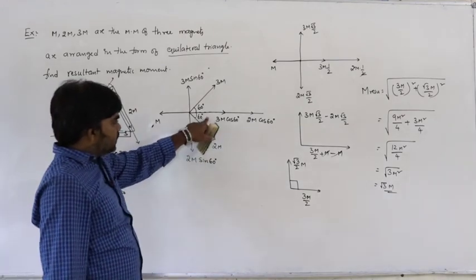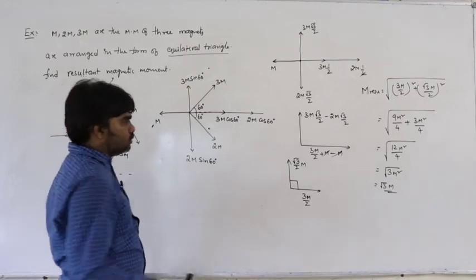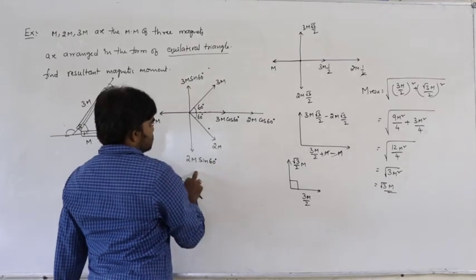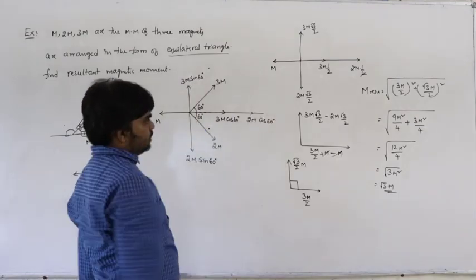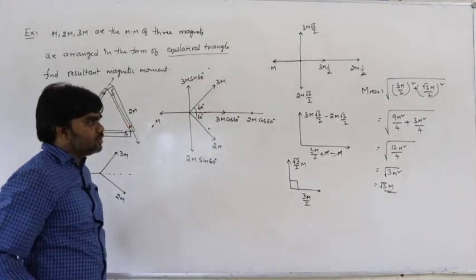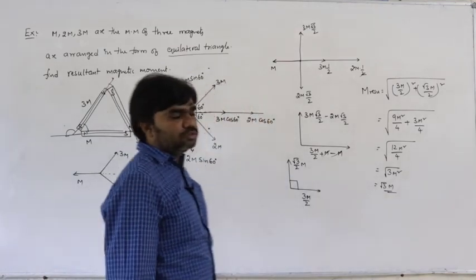So 2m makes an angle of 60, so according to the vector resolution concept, it divides into 2: 2m cos 60, 2m sin 60. 3m also divides: 3m cos 60, 3m sin 60. It is just based on the vector resolution concept. Finally, we get the resultant magnetic moment as root 3m.